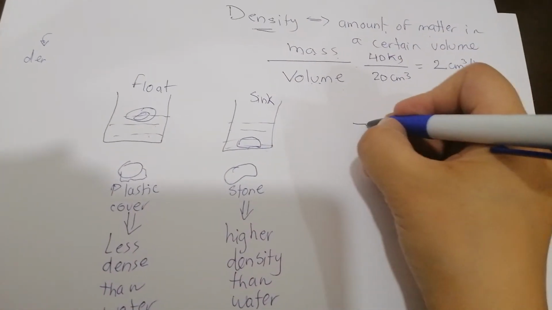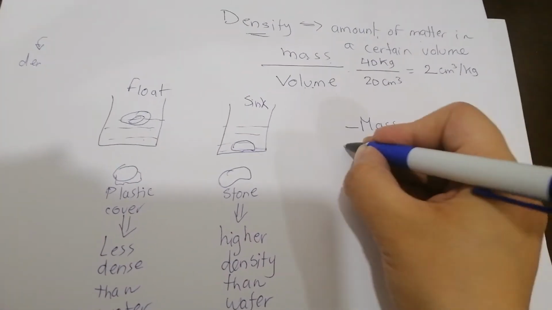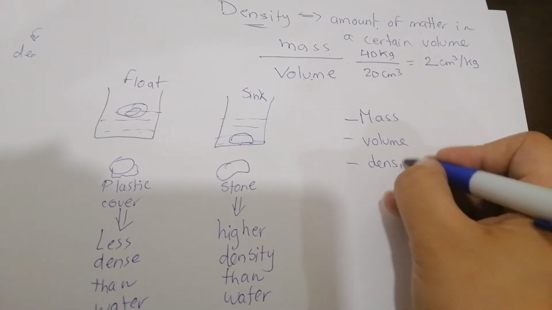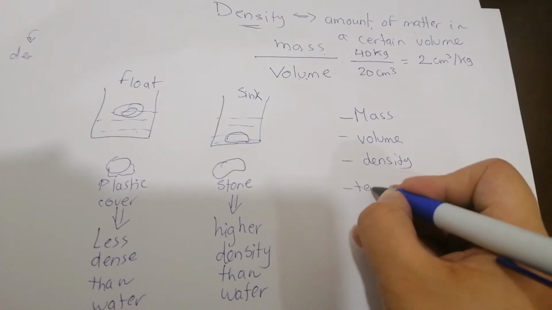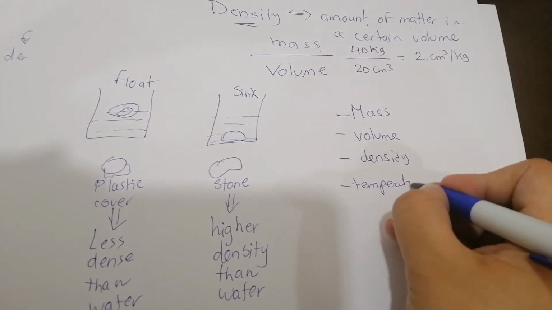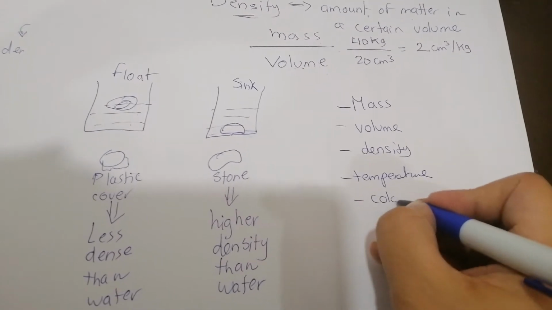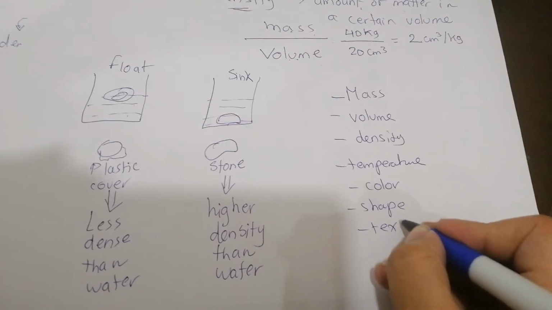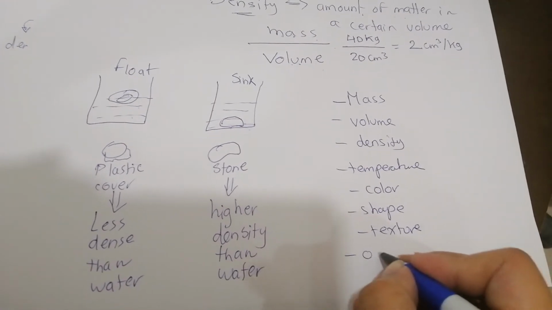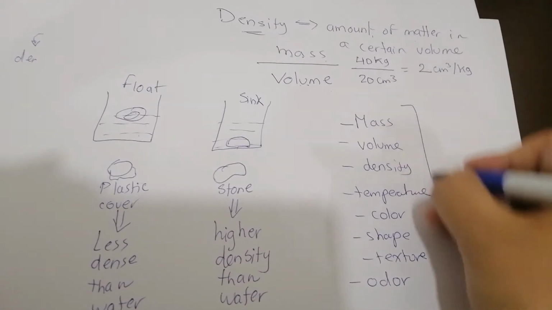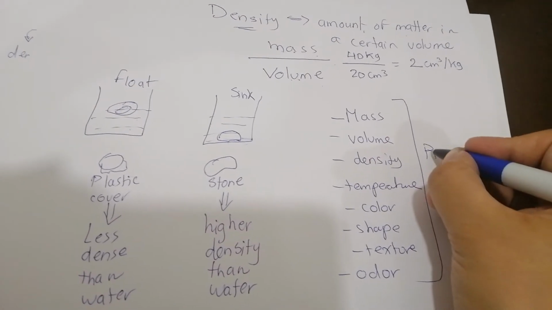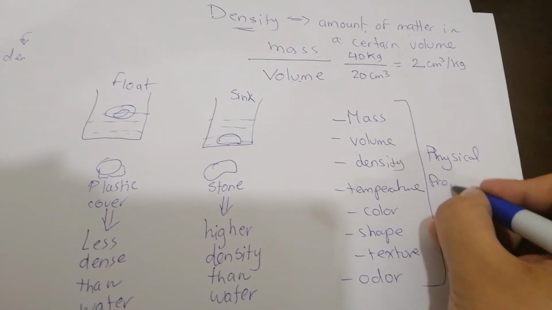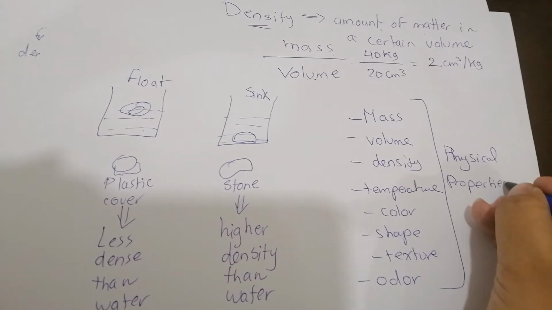And here we finished the physical properties of matter. What are they again? Mass, volume, density, temperature, color, shape, texture, odor. All these things are called physical properties of matter. Okay?